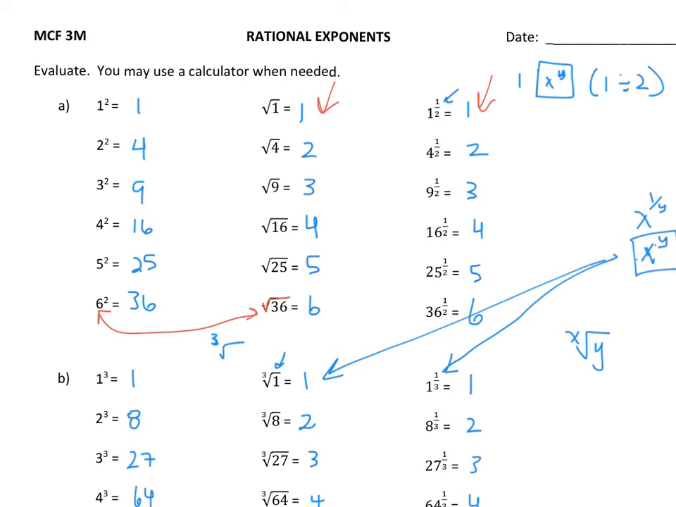So that's telling me then that it looks like the square root of 1 is the same thing as 1 to the exponent 1/2, or the square root of 4 looks like it's the same thing as 4 to the 1/2. So I'm conjecturing here, I'm coming to the conclusion that maybe the square root is the same thing as an exponent 1/2.